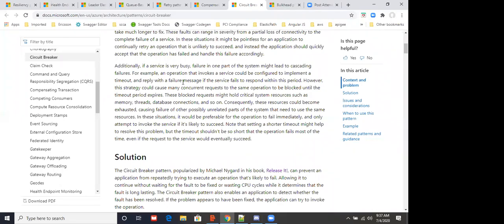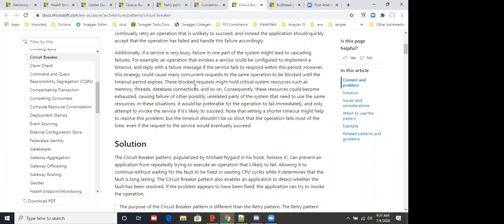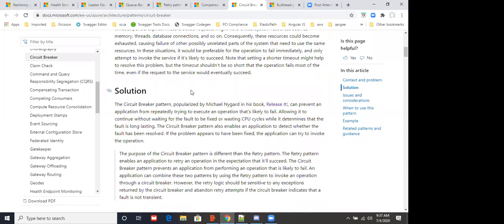If you don't handle this, it might lead to cascading failures. If there is one service that is not configured correctly, it can continue to fail requests, and if there are many concurrent requests, it will most likely exhaust your critical resources like memory, threads, or database connections of the service, and it can eventually crash. We need to be careful.